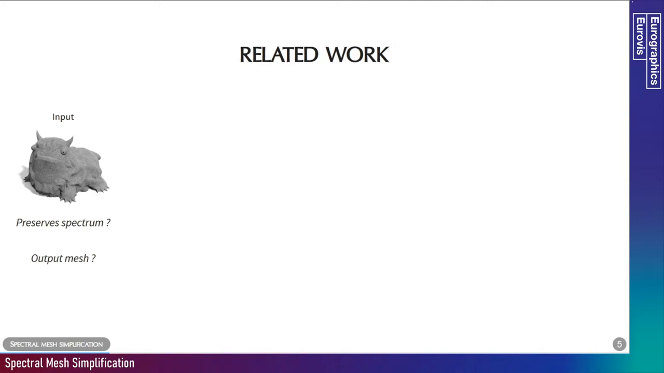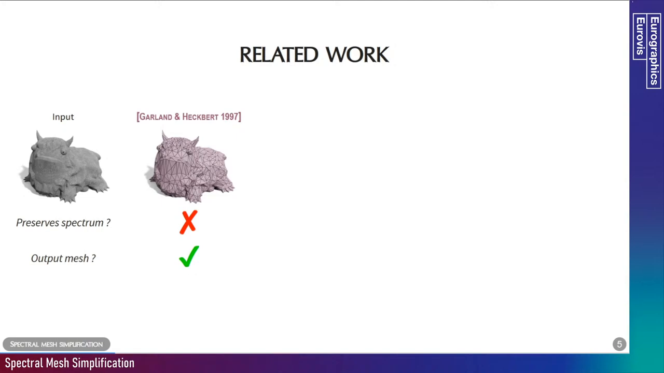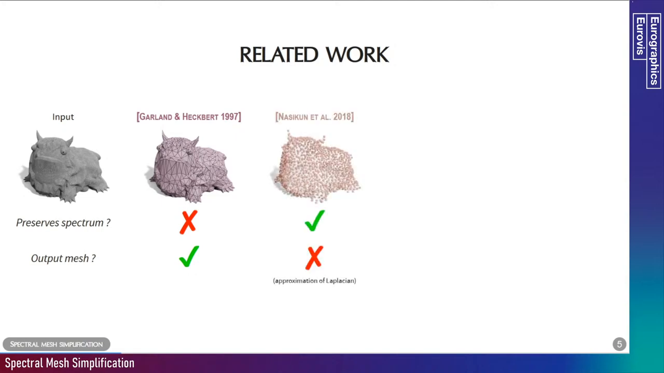Work has already been done in this direction. First, there is a wide literature regarding mesh simplification, but often for shape matching purposes, people use the quadric simplification of Garland and Heckbert in 1997, which does not preserve the spectrum. This is because it focuses on the appearance. However, it does output a mesh. More closely related to ours, Nasikun and colleagues in 2018 proposed to approximate the Laplacian of a mesh, effectively producing a simplified shape that preserves the spectrum, although the output is not a mesh, but an approximated Laplacian defined on a subset of the input vertices.